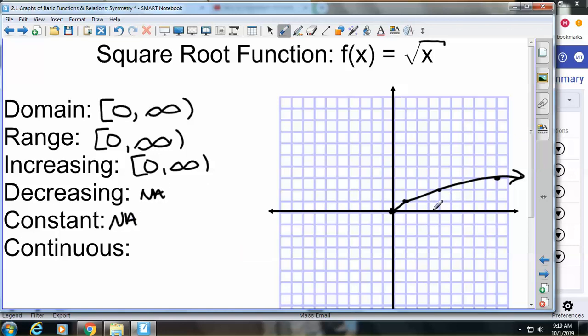All right, where is this graph continuous? From 0 to infinity.